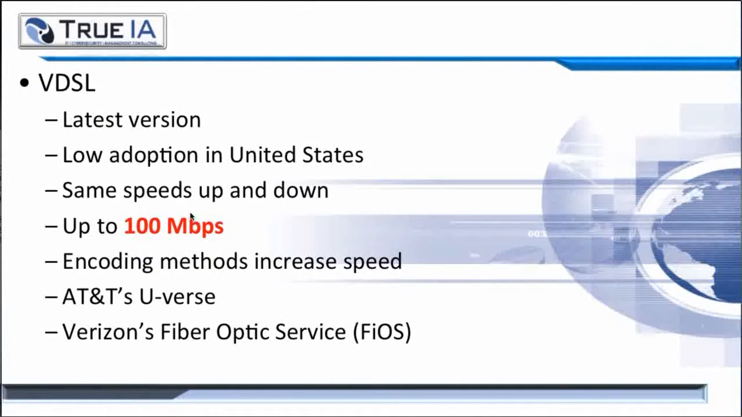Next is VDSL. It is the latest version of DSL. It hasn't really caught on in the United States very well. However, it does boast the same upload and download speeds, right around 100 megabits per second. The encoding method is how the increased speed is happening. You may be familiar with carriers like AT&T and Verizon, AT&T's U-verse and Verizon's Fios.